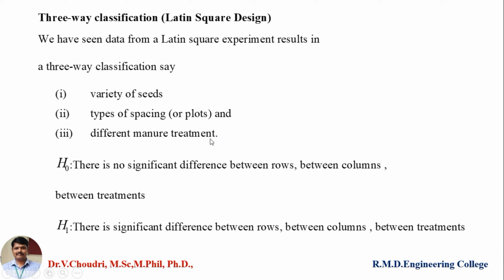In defining the null hypothesis H0, there is no significant difference between rows, between columns, between treatments. And the alternative hypothesis H1, there is a significant difference between rows, between columns, between treatments.